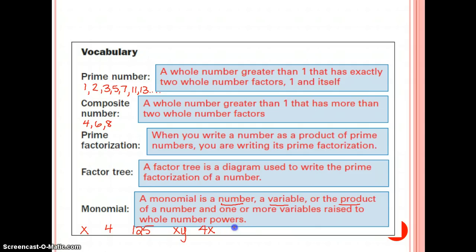Anything that is multiplied together is a monomial. What is not a monomial is when you have 4x plus 5. 4x is a monomial, 5 is a monomial, but together it is not a monomial.